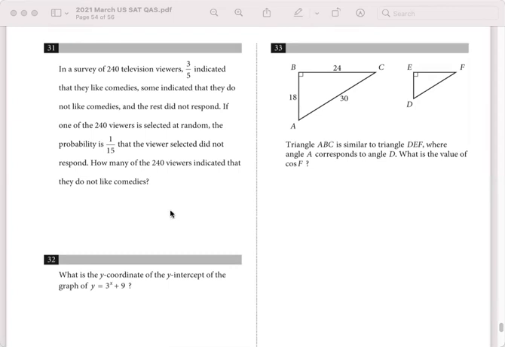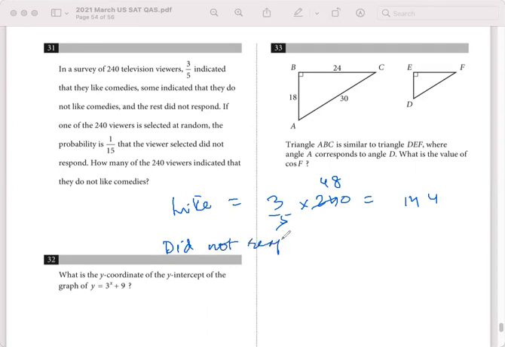Okay, so those who like comedies is 3/5 of 240, which is how much? 8 threes are 24, so 144. So 144 like. And how many did not respond? That's 1/15 times 240, which is how much? 15 ones are 15, 15 sixes are 90, so 16 did not respond.